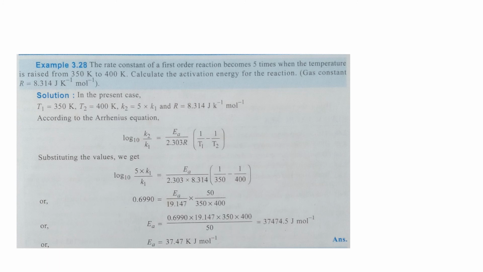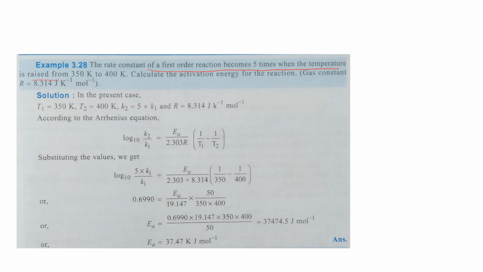Third numerical: the rate constant of a first order reaction becomes 5 times when the temperature is raised from 350 Kelvin to 400 Kelvin. Calculate the activation energy for the reaction, and the gas constant is given. Now T1 and T2 are given, 350 and 400 Kelvin. K2 is equal to 5 times K1. So naturally, if in the first case the rate constant is K1, then K2 will be 5 times K1.